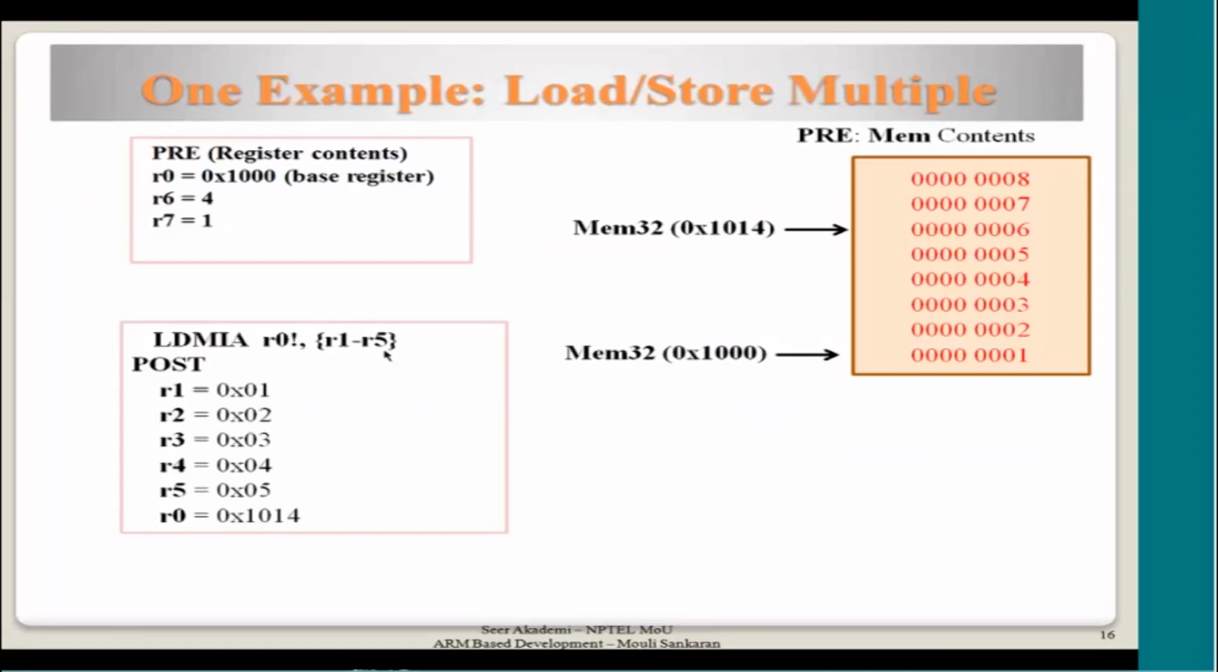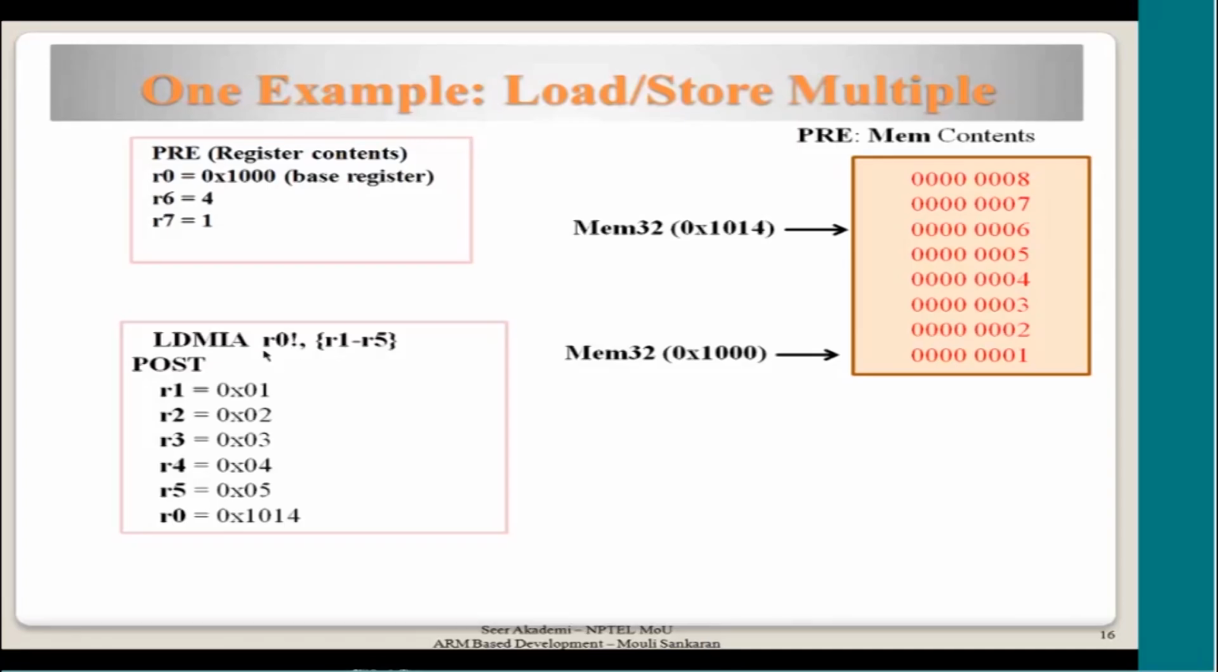So R1 to R5, how many registers are there? R1, R2, R3, R4, R5. 5 registers are given in the list. So in the instruction format there will be 5 ones in the relevant places, bit 1 to bit 5.